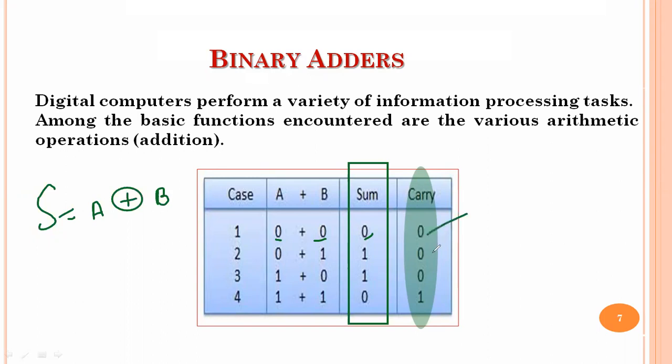Clear? And if we see this part, the carry part, which gate is being implemented? 0 and 0 is 0, 0 1 is 0, 1 0 is 0, and 1 1 is 1. So that means this carry C is equal to A and B. Clear?